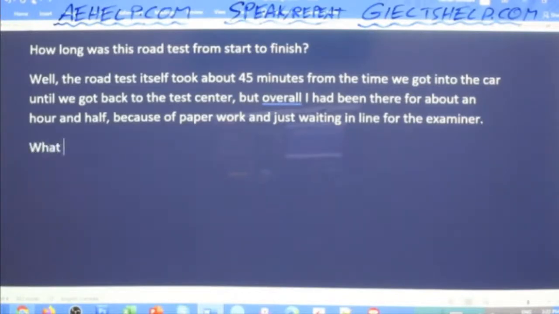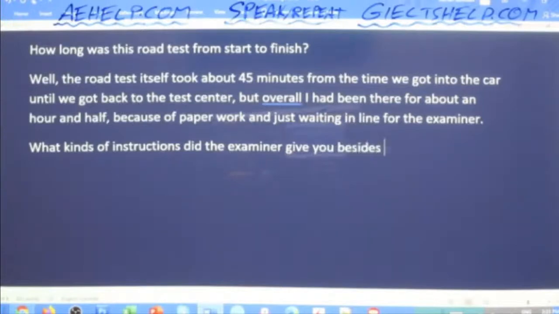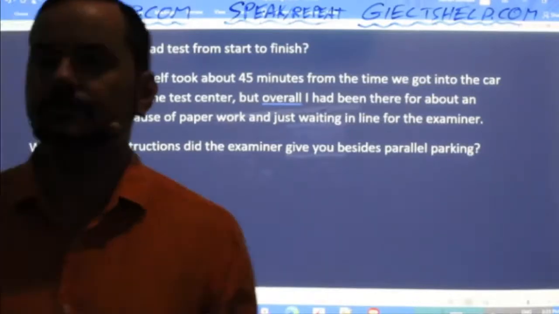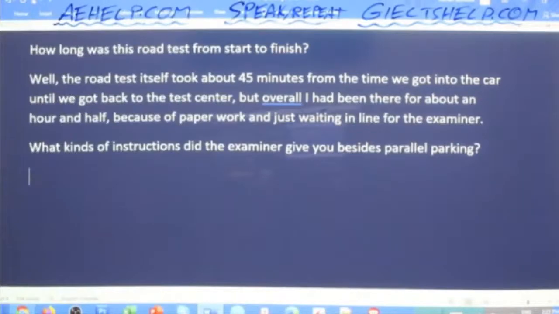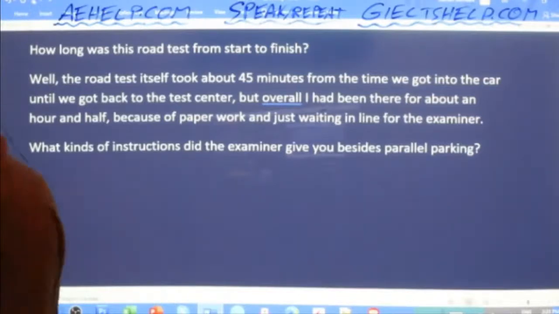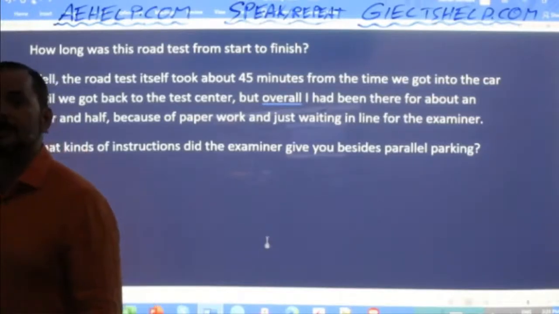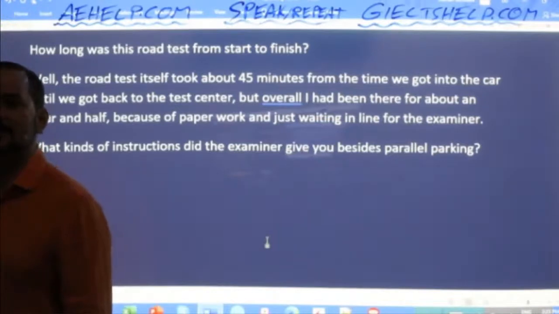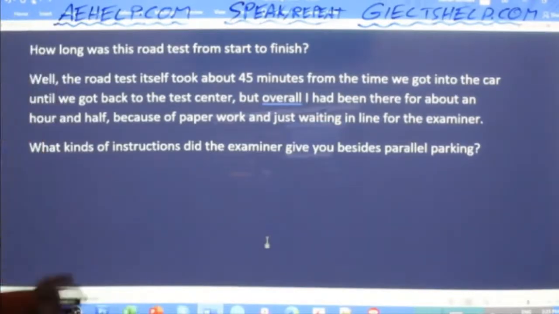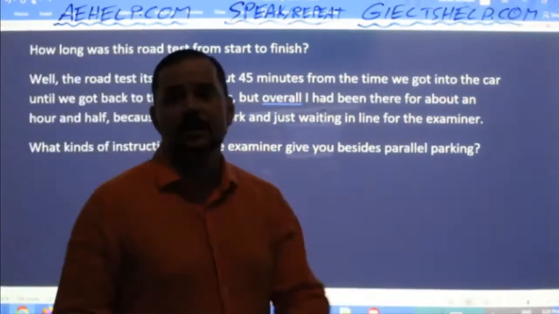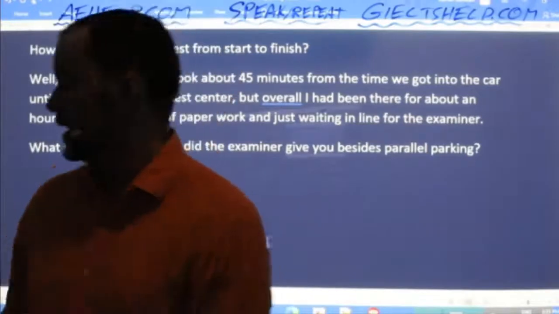Okay. What kinds of instructions did the examiner give you besides parallel parking? Okay. Here's another one. So let's do one or two more. Give me some answers. Everybody get in there. So Carolina, if you're still here, get in there. Our newest member in the class today, Anil, get in there. Okay, give me some answers if you're still here. So what kinds of instructions did the examiner give you besides parallel parking? Okay, give me an answer for this one.